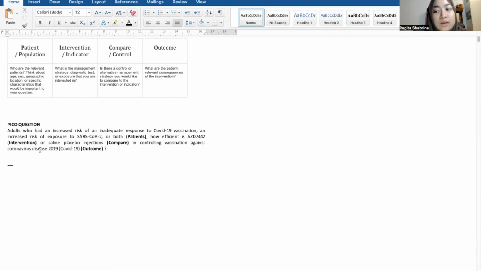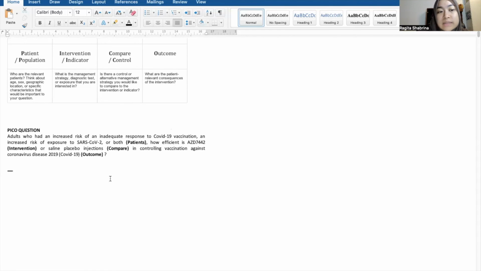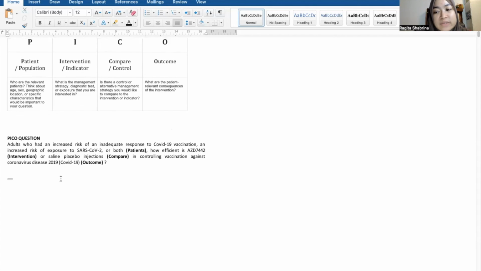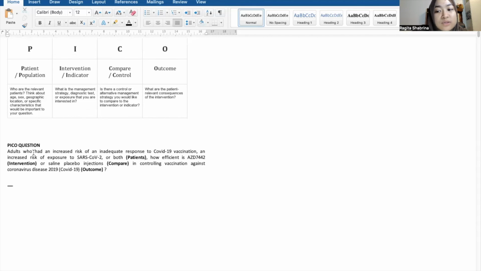Okay, this is the question that I took from the methods in this article. So first, for the P, it shows adults who have an increased risk of an inadequate response to COVID-19 vaccination, an increased risk of exposure to SARS-CoV-2, or both. And then for the intervention, it is AZD7442, or saline placebo injection for comparison. And then for the outcome, it is shown as preventing coronavirus disease 2019, or COVID-19. So this is the relevant consequence of the intervention, or the effect between the compared groups.